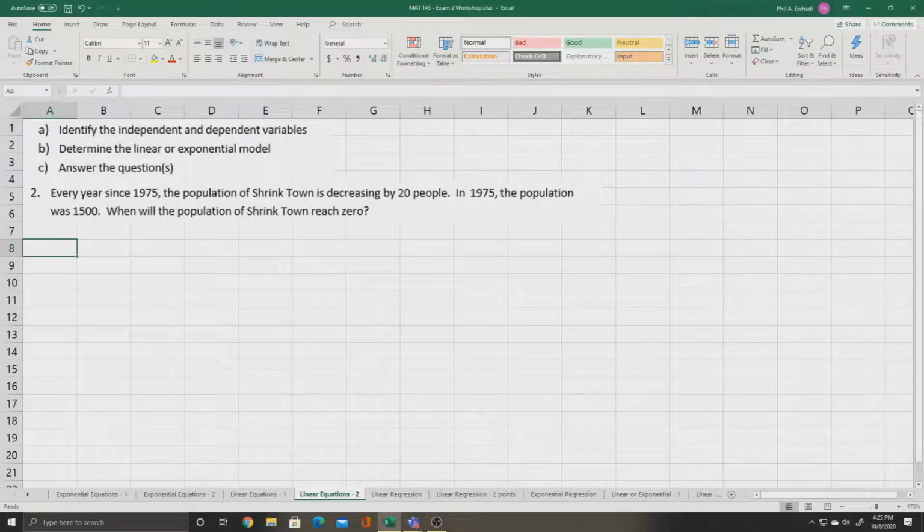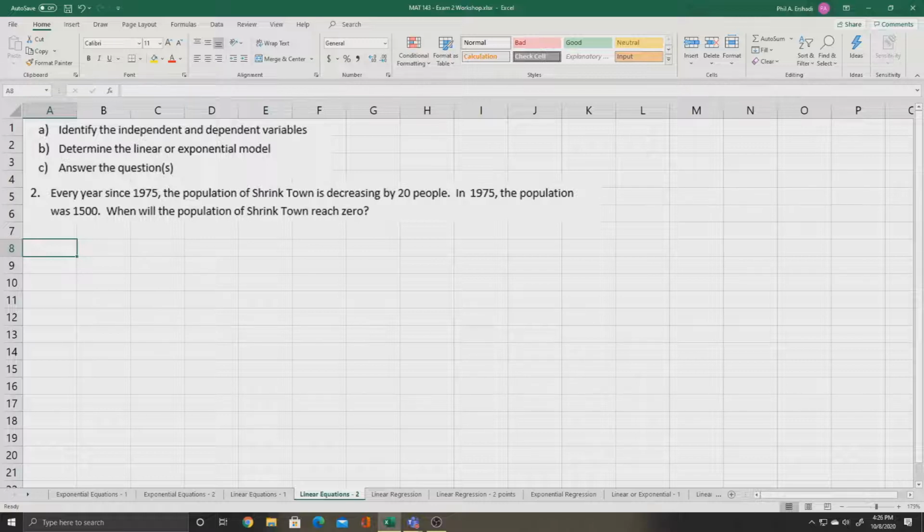Every year since 1975, the population of Shrinktown is decreasing by 20 people. In 1975, the population was 1,500. When will the population reach zero?